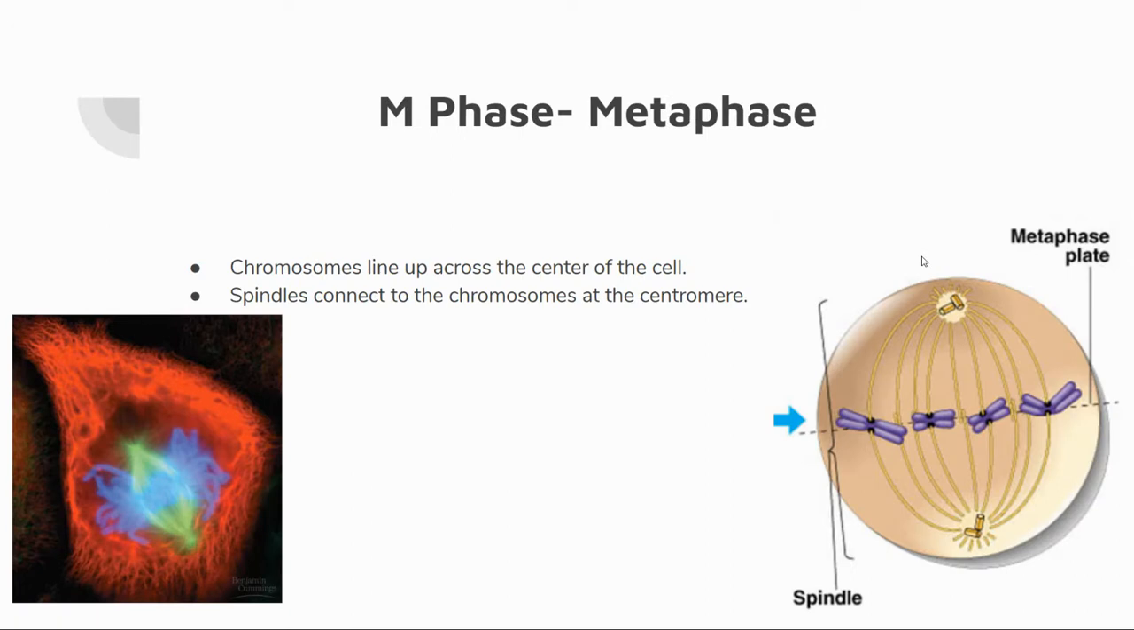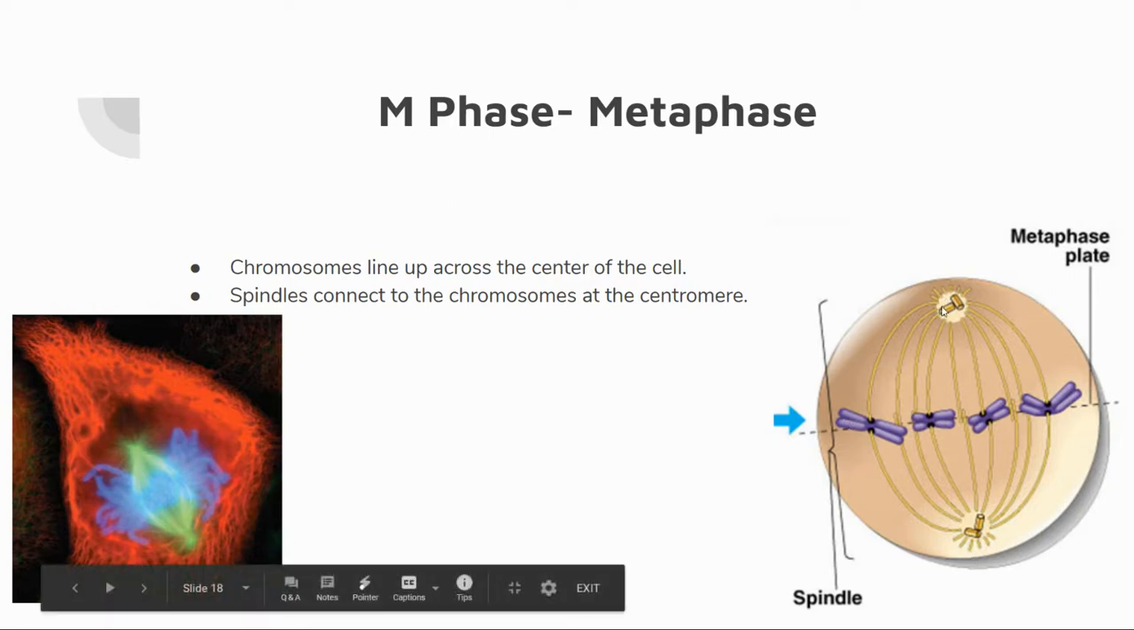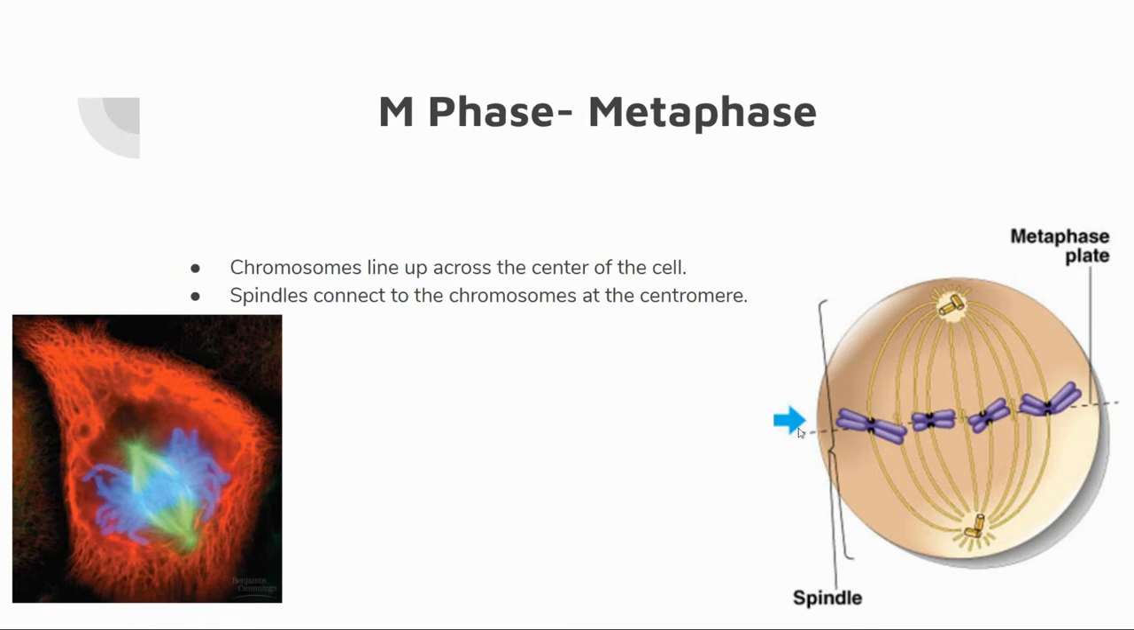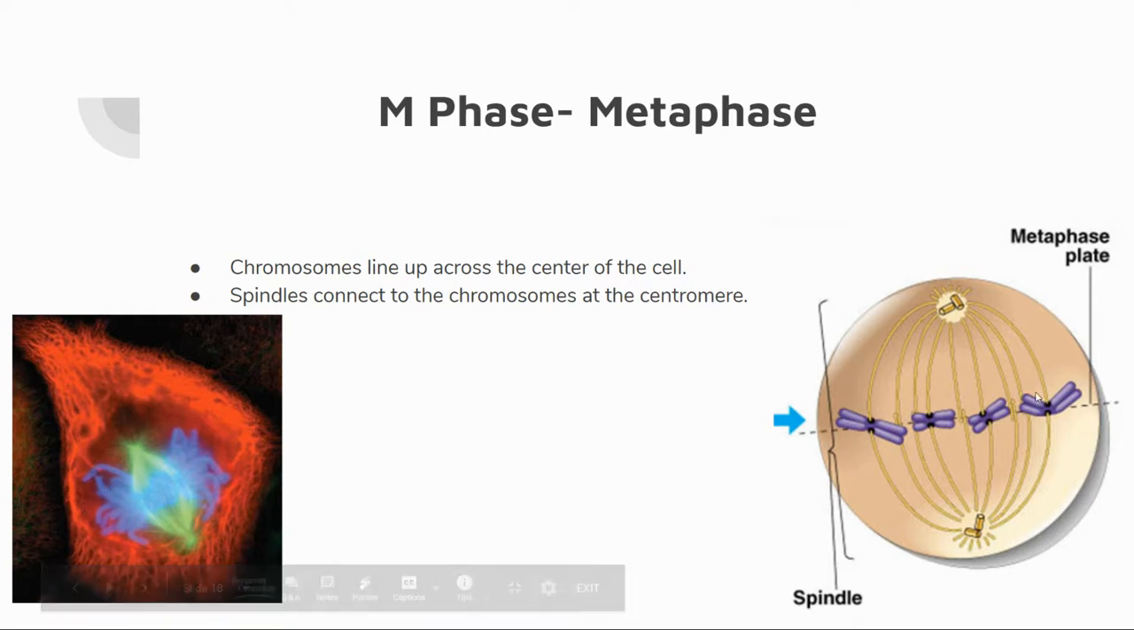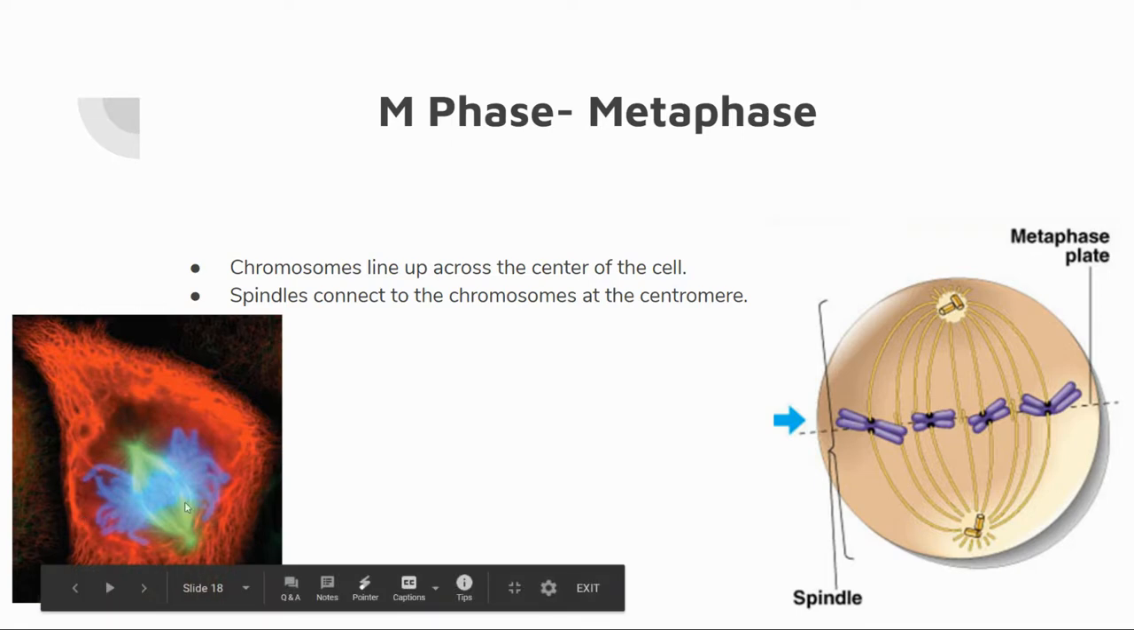Then you have metaphase, and the big thing that happens in metaphase is the chromosomes line up across the equator, or the center of the cell. Okay, the centrioles are at opposite ends of the poles. The spindle fibers have attached to the centromeres, okay, which are the center points of the sister chromatids, and the chromosomes line up across the middle of the cell. Okay, so if we look at this picture, it's not as neat and organized as this drawing, but you could still see that is what's happening.